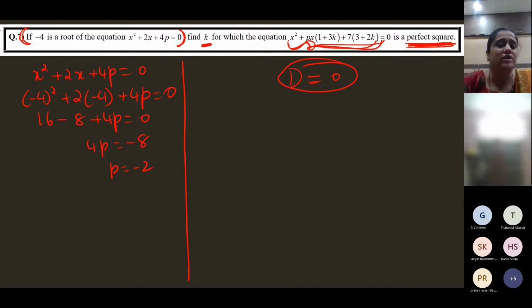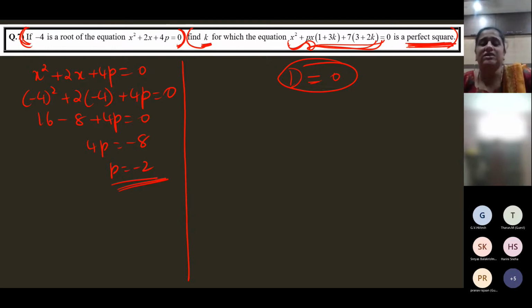With the first one, what did you do? Minus 4 is a root. So in place of X, you used minus 4. And that way you were able to find the value of P. Have that. Now the second part: perfect square, so that means D is 0.